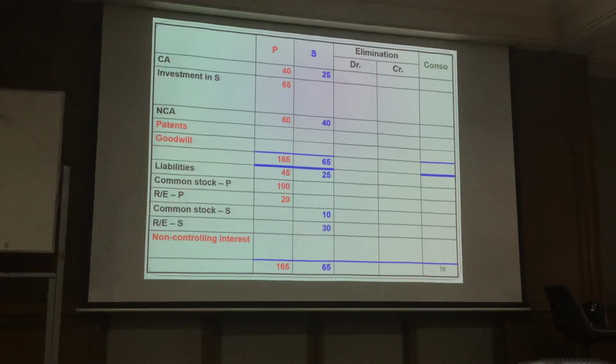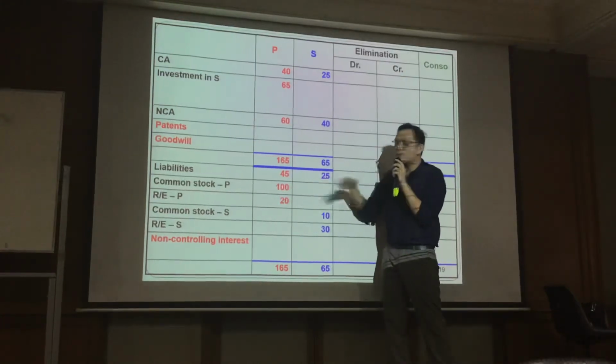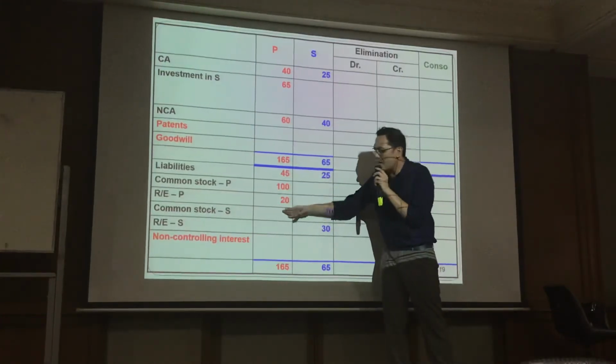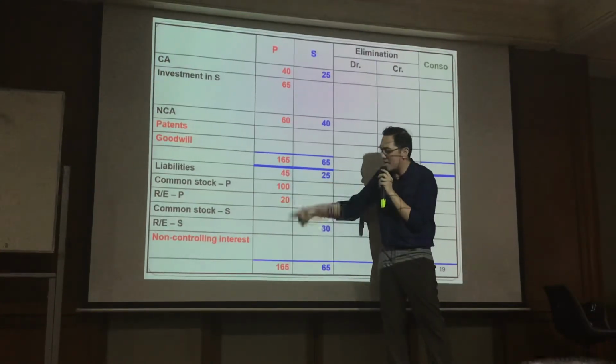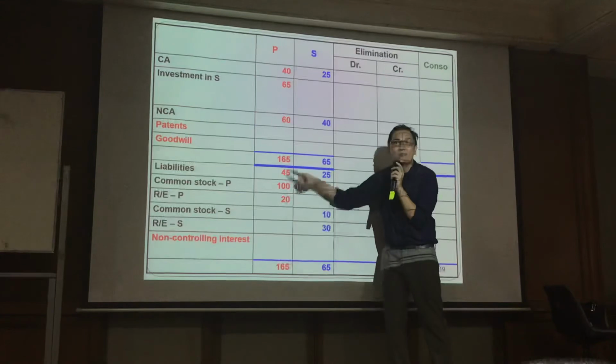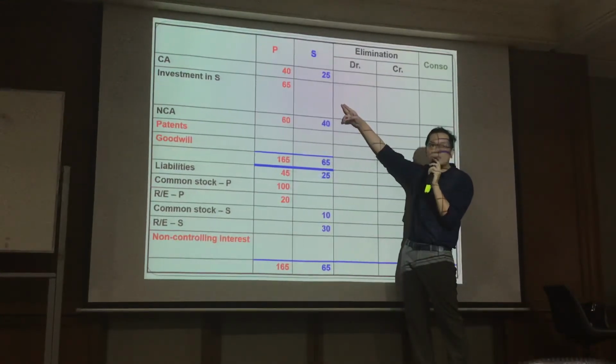In terms of liability, I got 45 as my liabilities. Common stock here, 100 for myself. Retained earning, 20. Asset equal to liability plus equity. Same, right? Okay. Now, talk to the subsidiary.